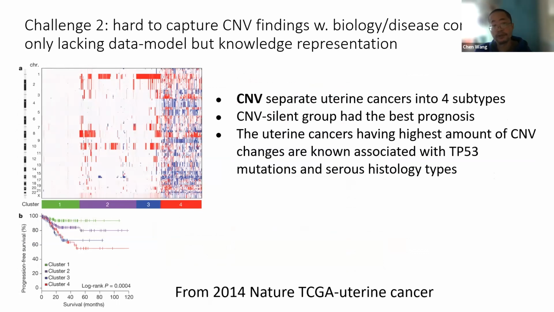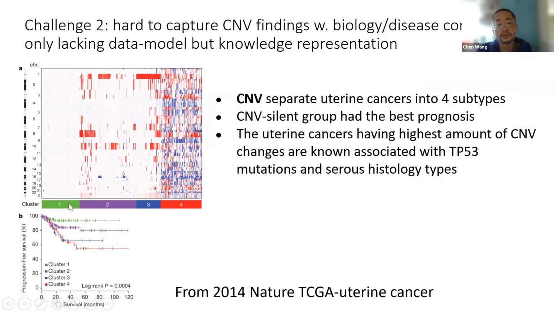And some of the CNV, like the global pattern of CNV, this is from the uterine cancer. As you can see, there are 4 groups of copy number variation patients across, I guess at that time, 300 patients. They have tremendous significant association with outcome. Like the green group of patients, these are the uterine cancer, they are copy number quiet.